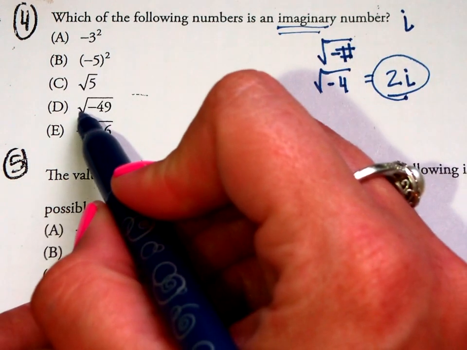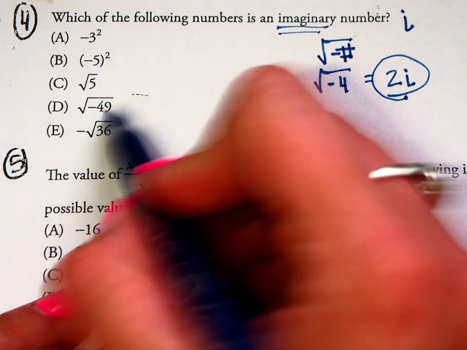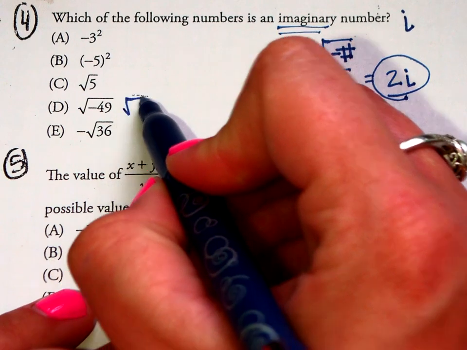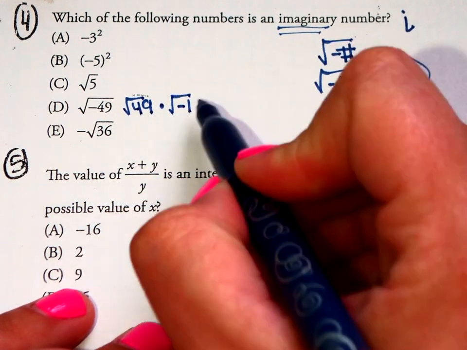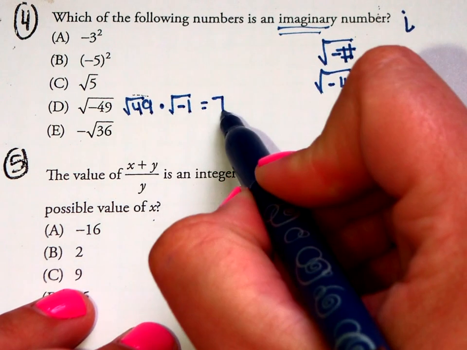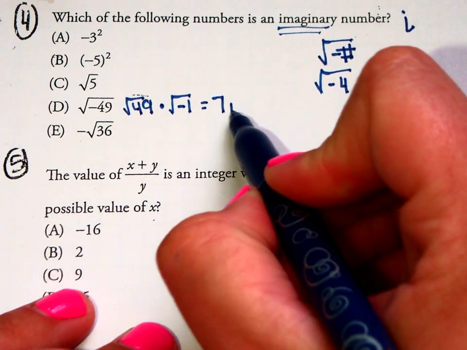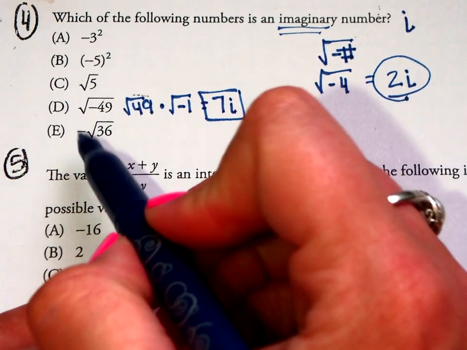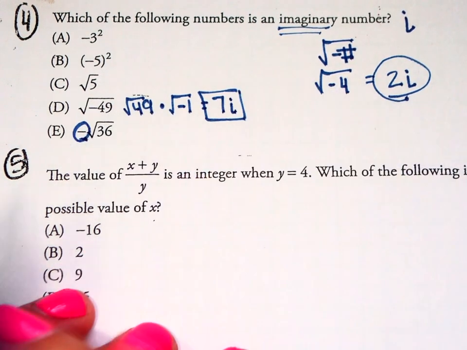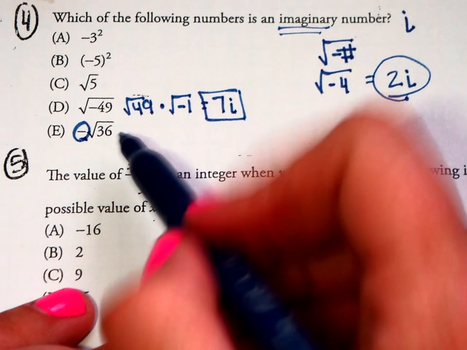Now right here we have the square root of -49, which is the same thing as the square root of 49 times the square root of -1. So the square root of 49 is 7, the square root of -1 is i, and that represents my imaginary number. Now looking at option E, notice how the negative is outside of the square root, which means I would just solve this like normal.